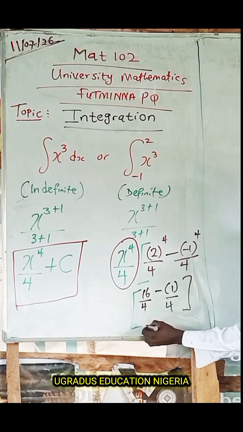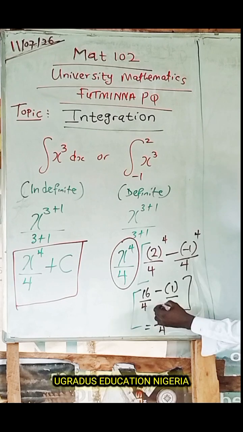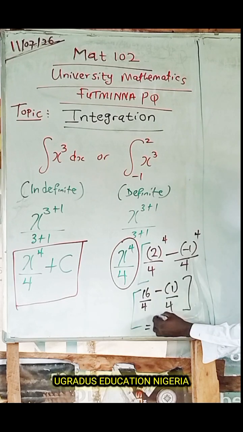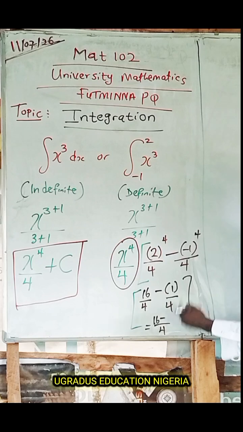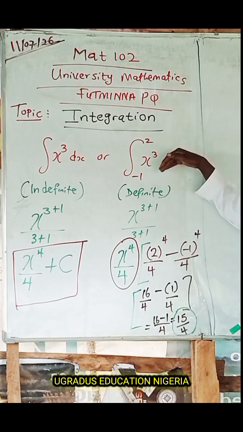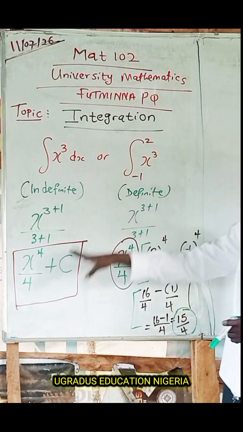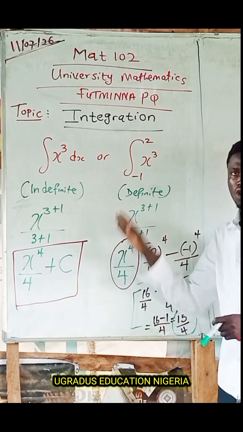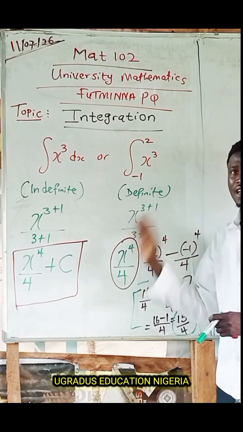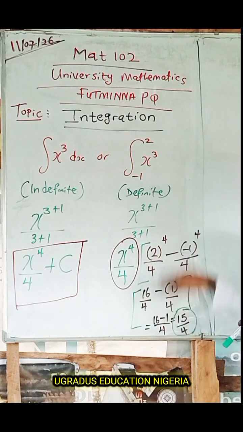So if you find the LCM of this, the LCM will surely be 4. So 4 in 4 is 1. 1 times 16 is 16. Minus 4 in 4 is still 1. 1 times 1 is 1. So you end up having 15 all over 4. Because you will arrive at a definite answer when you are dealing with definite integral, you don't have to put plus c. So the answer of this one is 15 over 4 after we have inserted our upper and lower values. But for this one, the answer will be x raised to the power 4 over 4 plus constant. Whenever you are dealing with indefinite integral, you must put plus c. But if it is definite, just arrive at a particular answer. You're going to get a whole number.